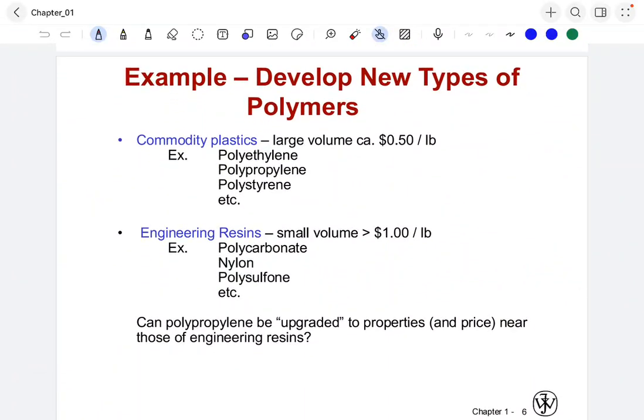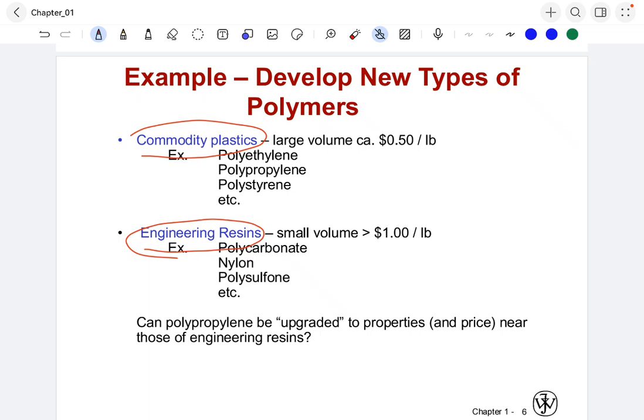Now we are going to talk about developing new types of polymers. As we can see in here, we've got two types of polymers: the commodity plastics, as well as the engineering resins. The commodity plastics come in large volume, usually costing below or equal to $0.5 per lb. Some examples are polyethylene, polypropylene, and polystyrene.